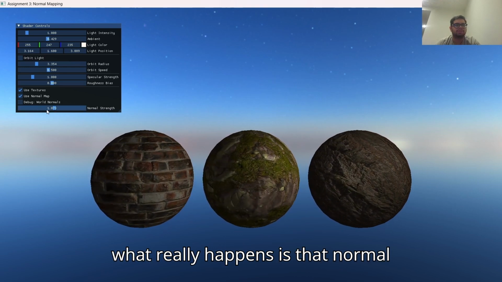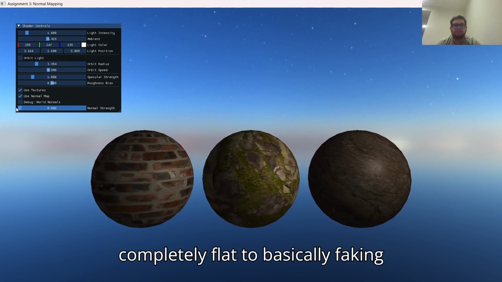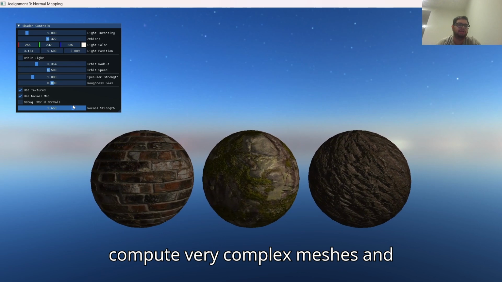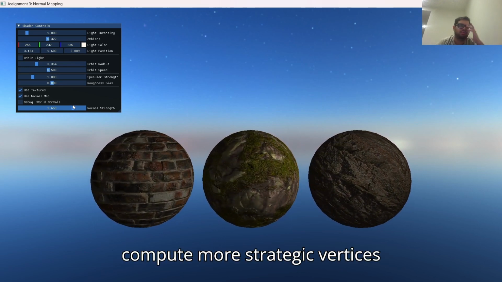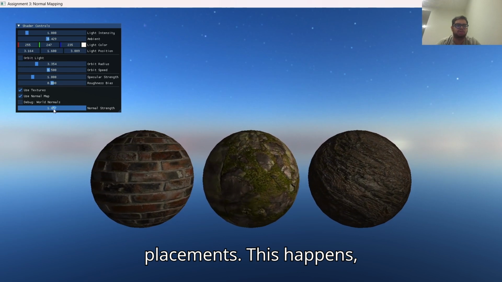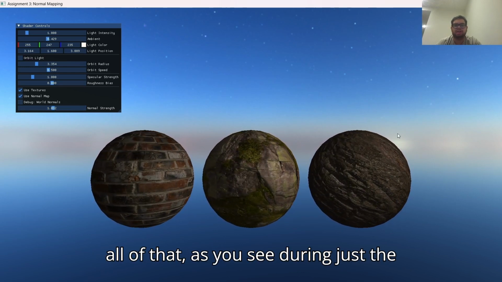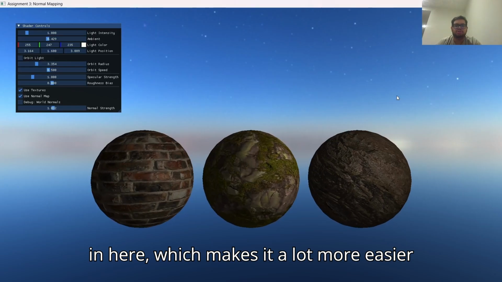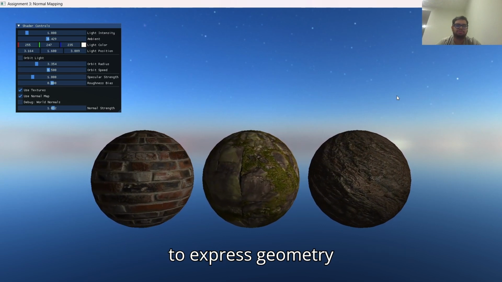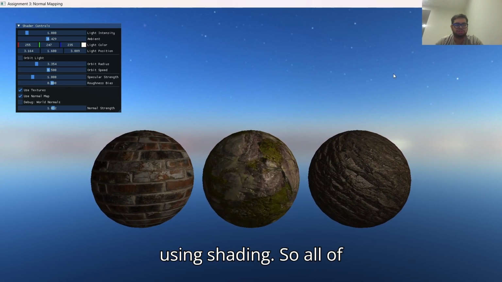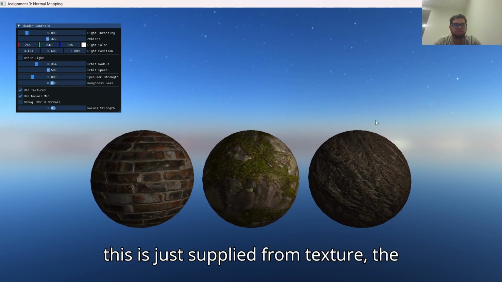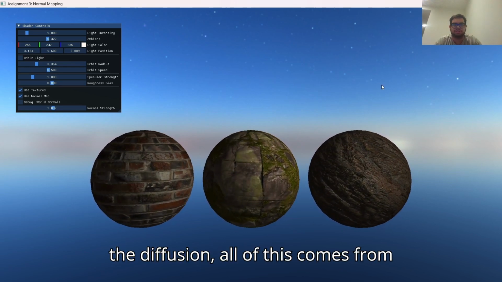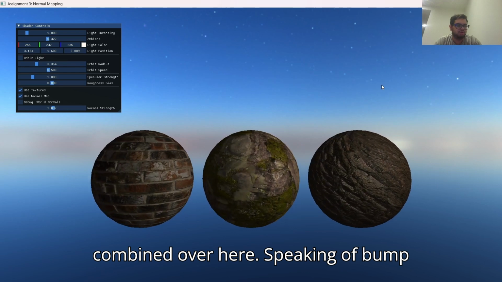So what really happens is that normal strength can be allowed to go from completely flat to basically faking geometry without actually having to compute very complex meshes and more strategic vertex placements. All of this happens just during the coding phase on the CPU as well as in here, which makes it a lot easier to express geometry using shading. So all of this is just supplied from textures: the roughness, the normal mapping, the diffuse, all of this comes from different textures and they're just all combined over here.